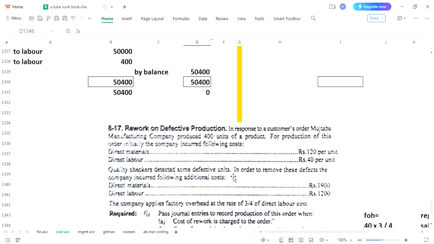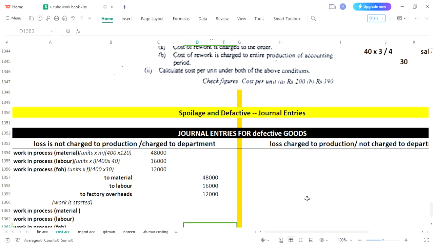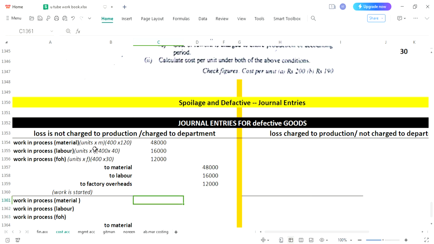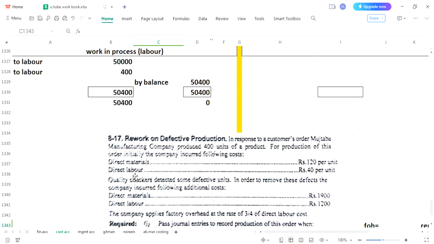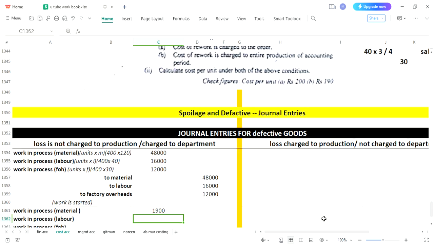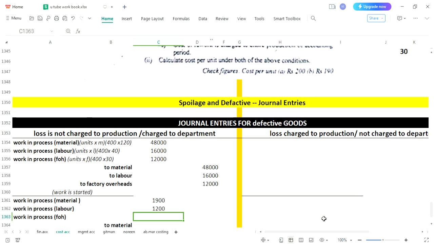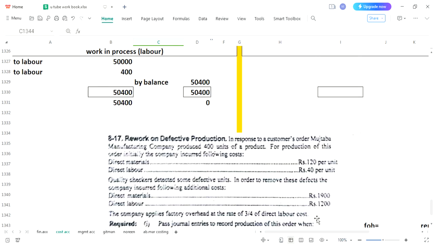Detected some defective units. In order to remove these defects, the company incurred the following additional costs. Additional cost means rework upon damaged goods. So we have total material cost 1900 and labor 1200. We will post it for our rework. We do not need to apply this formula. We will directly post the amount. First amount was for the material, 1900. Here it was mentioned in the book. Direct labor cost 1200. Put 1200 over here and then work in process FOH. Again the rule will be applied over here, 3 by 4 of direct labor cost.